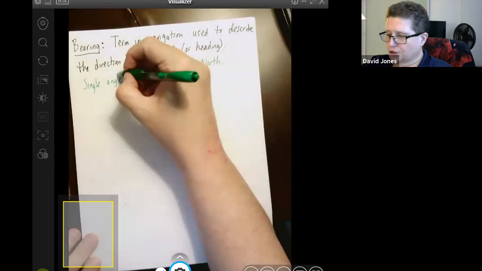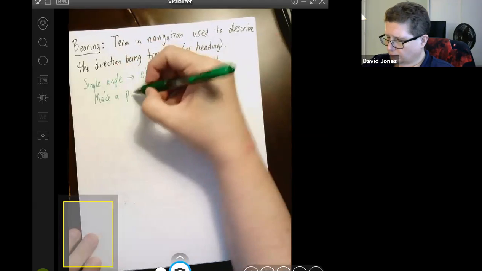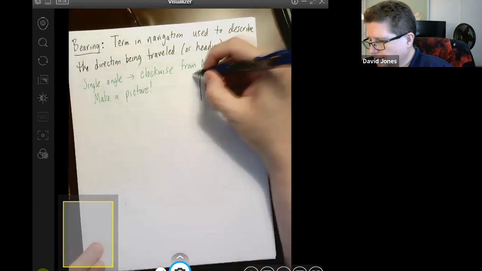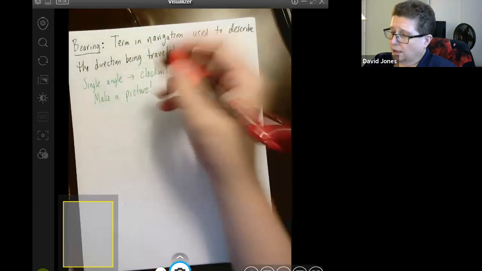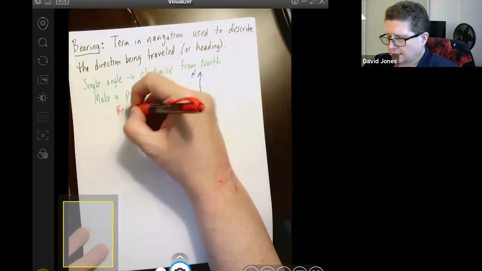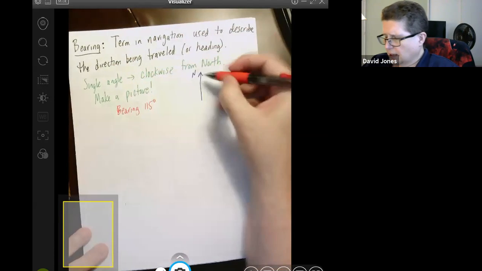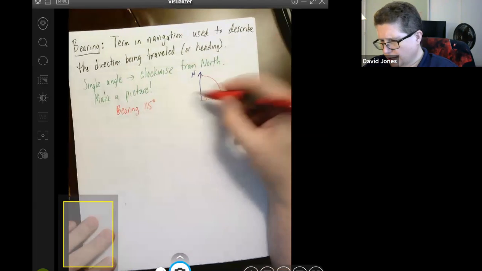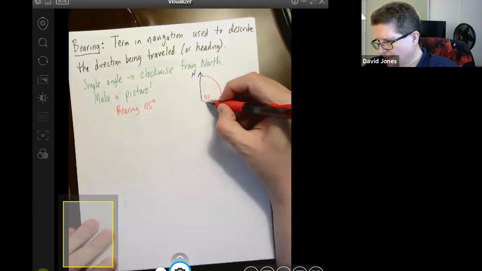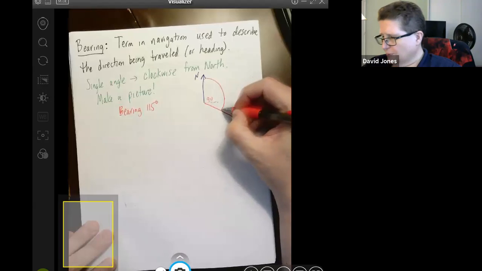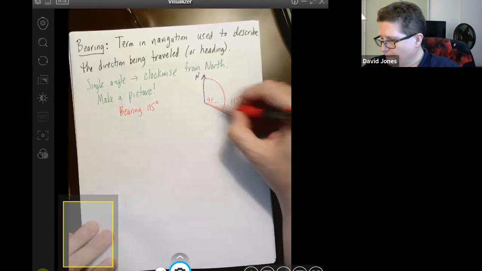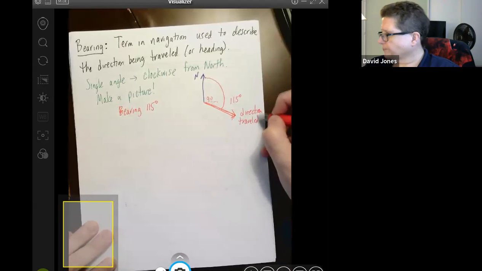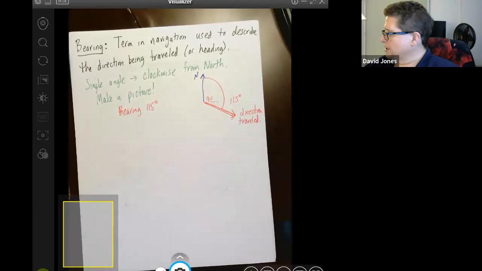And so you want to make a picture. So if I've got a heading going north and I want to go bearing 115 degrees, I go clockwise. This would be 90. And from 90 to 115 is another 25 more, maybe that much. So that would be 115 degrees. This is the bearing or direction being traveled. That's when you have a single piece of information.